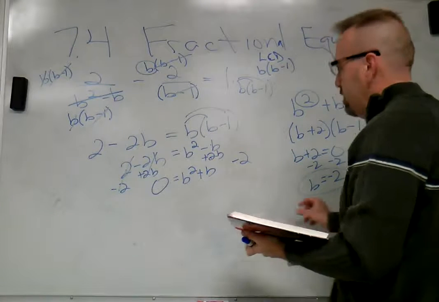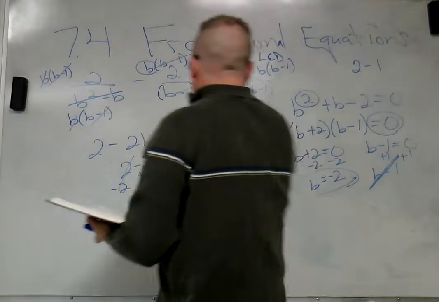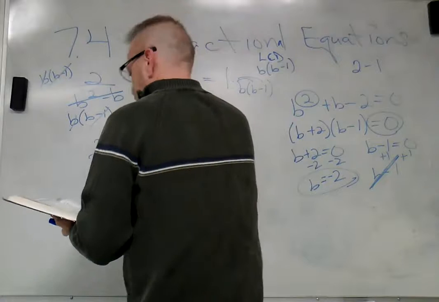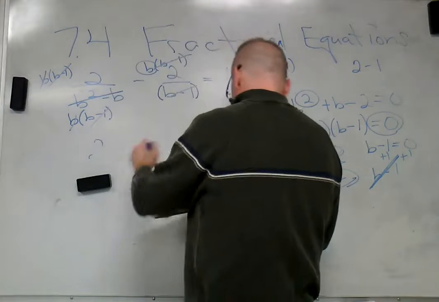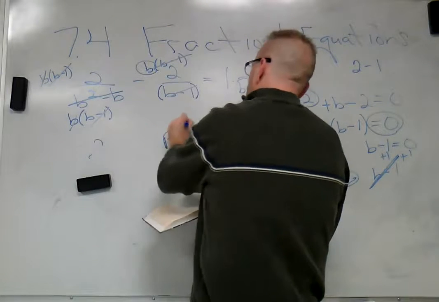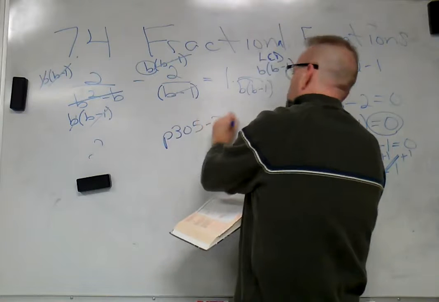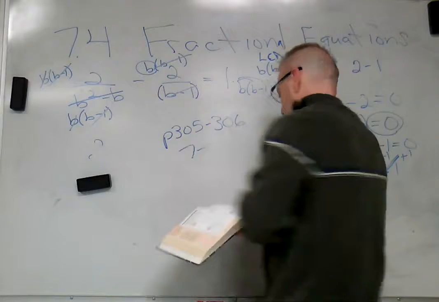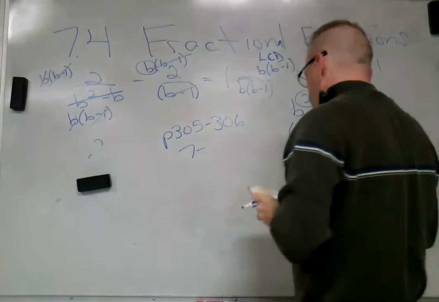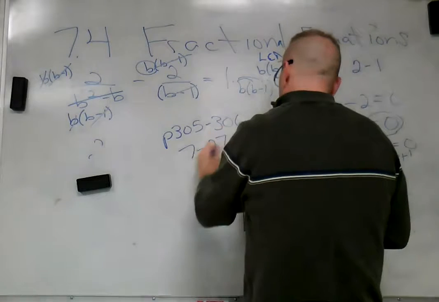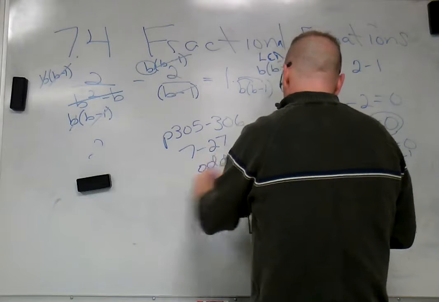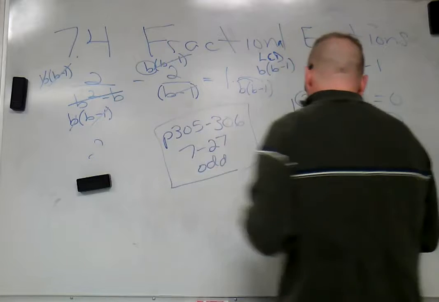So let's start your assignment. On page 305, 306, 7 through 27 odd. 7 to 27 odd.